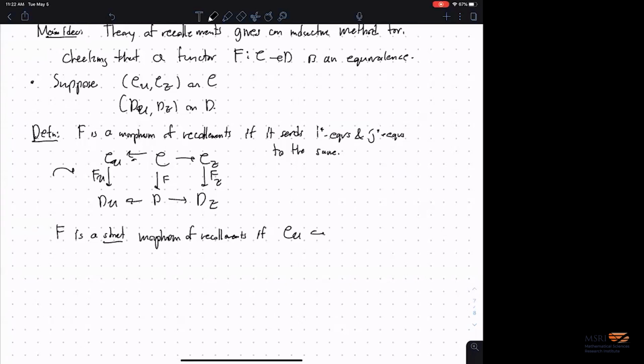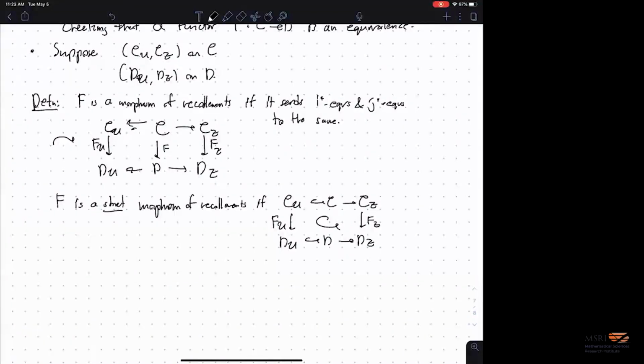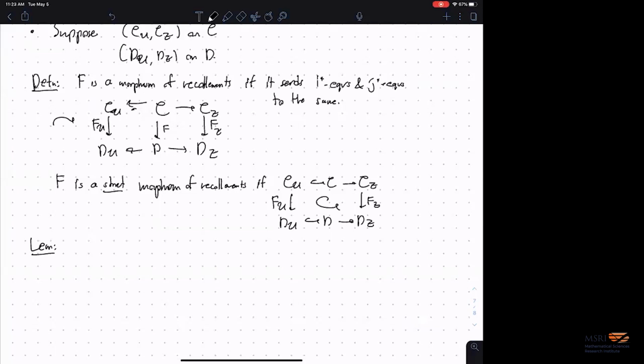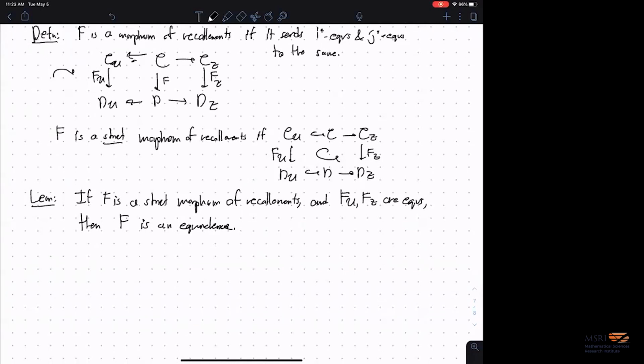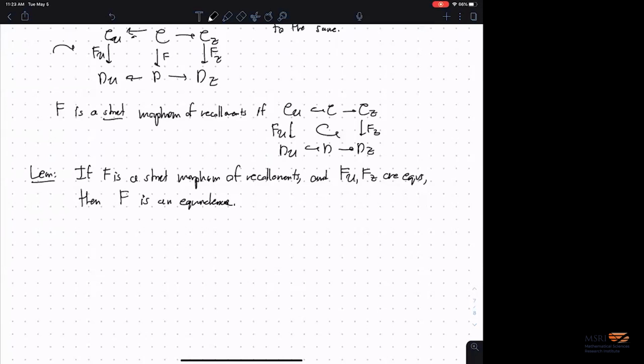So if I take CU, include into C, and then map to CZ, and I take FU and FZ, this commutes with doing the same composition downstairs. There's a natural transformation which I demand to be an equivalence for this to be a strict morphism. The lemma is then that if F is a strict morphism of recollements and F sub U and F sub Z are equivalences, then F itself is an equivalence. This gives a very effective inductive method for checking that a given functor is an equivalence if I can find appropriate recollements on either end.